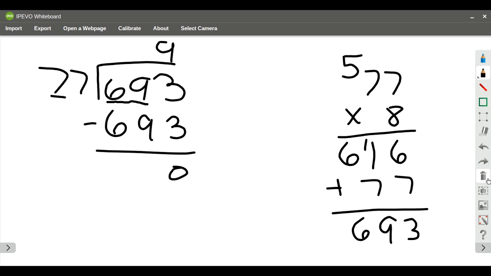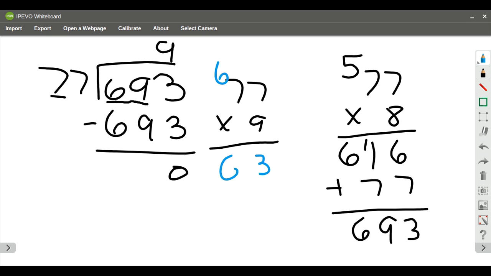Okay. Take a look at my next problem. Oh, I forgot to go ahead and do my check. So I'm going to do 77 times 9. So I'll do my check. I'll change colors just so it pops out a little bit. 9 times 7 is going to be 63. So I write down the 3, regroup the 6. 9 times 7 is going to be 63 plus 6 is going to be 69. So 693 matches 693. My answer is correct.